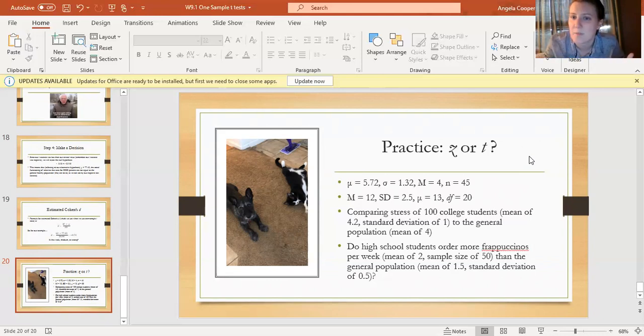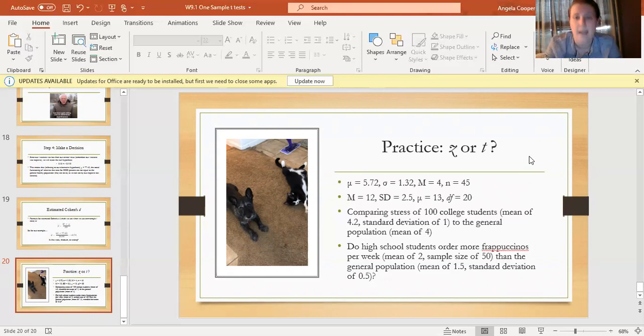I know that's the sample mean because it says comparing stress of 100 college students, and immediately after in parentheses, it says mean and standard deviation of 4.2 and 1 respectively. So I'm gonna assume that's going with those 100 college students that they just mentioned. So we have the sample standard deviation of 1. So hey, that looks like it's gonna be a t-test, y'all. And then look at the general population, we only have the mean for it. So we have a 1 sample t-test for this comparing the stress of 100 college students.